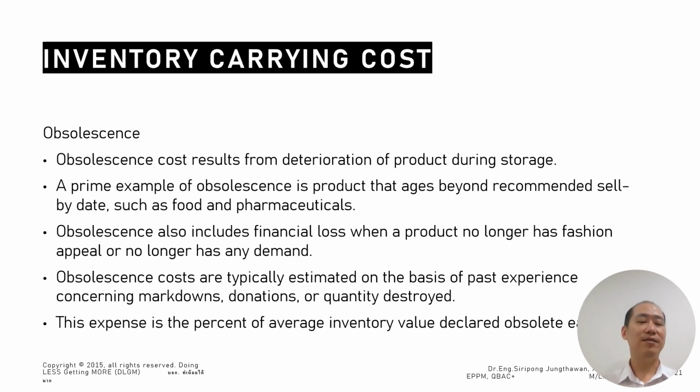And offline cost results from the deterioration of product during storage. A prime example of obsolete is product that is beyond the recommended sell-by date, such as food and pharmaceuticals. If they expire, they are obsolete, so you have to sell it, or burn it, or donate it sometimes, based on your policies.